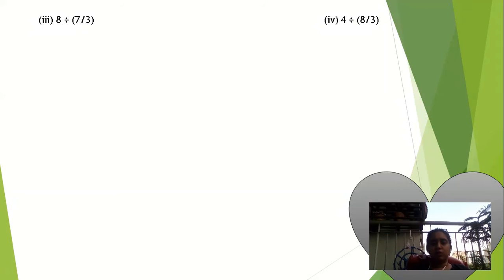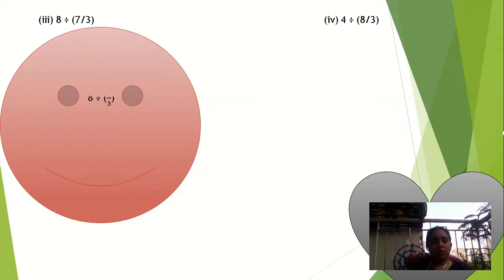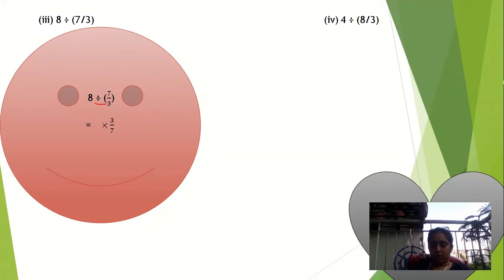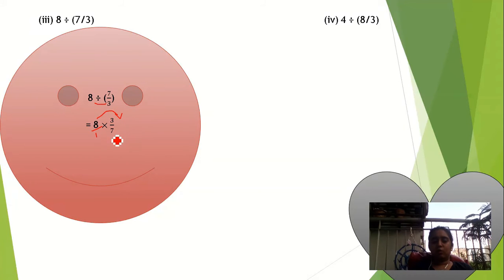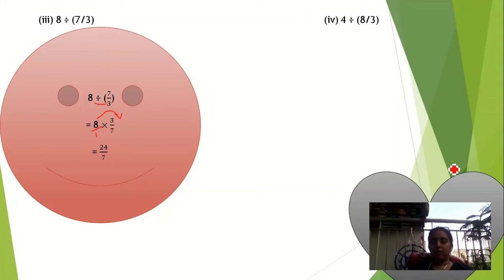So the third question is that we have to divide 8 by 7 upon 3. We will convert this division into the multiplication, and this number will be reciprocal. So 8 multiplied by 7 upon 3 will change into 3 upon 7. Now we can represent this 8 as 8 upon 1, and we cannot cut any number. So 8 multiplied by 3 is 24, and 7 multiplied by 1 is 7. So our answer would be 24 upon 7.